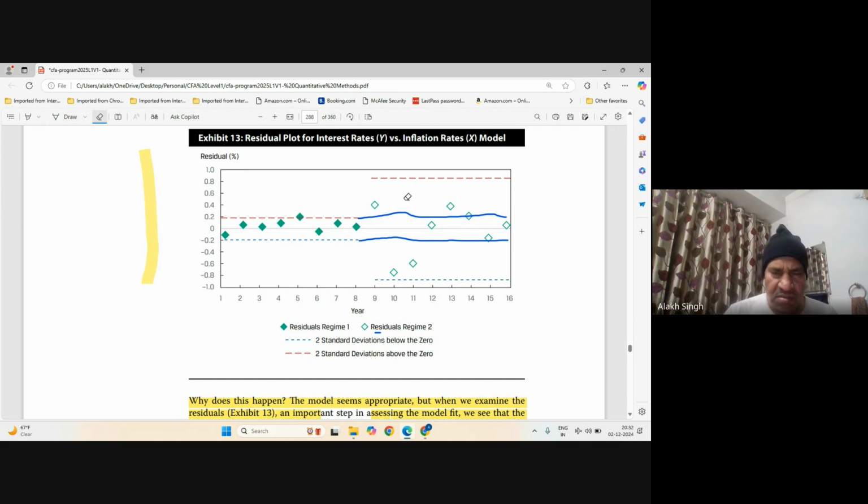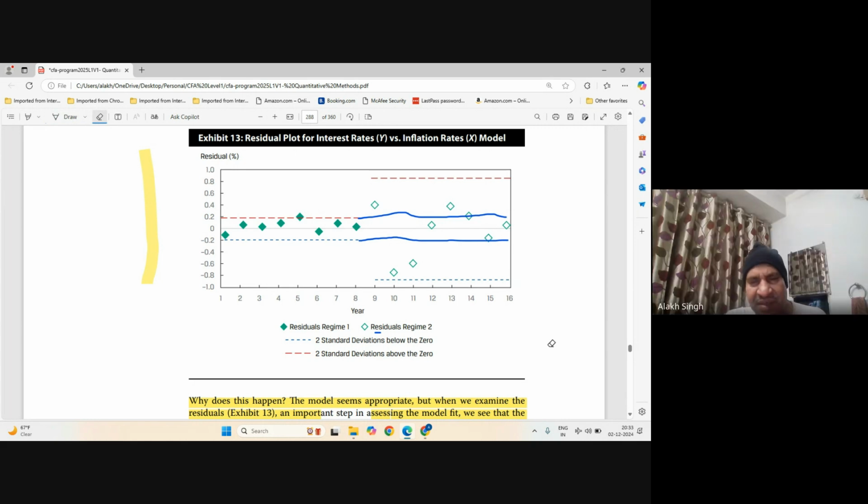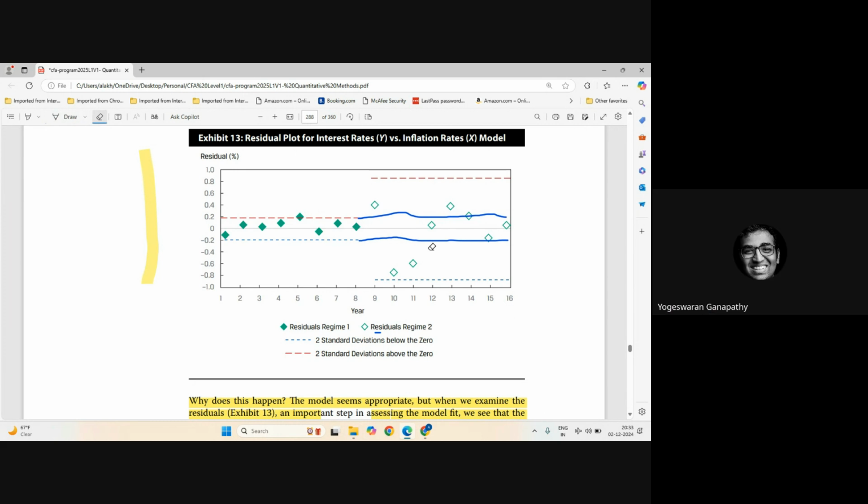Is it clear? If these 4 had been here, then we could have said that yes, there is homoscedasticity. So here you took all 16 years and did the error term jointly. This one is probably a new thing that you learned: how to detect heteroscedasticity by plotting error terms.